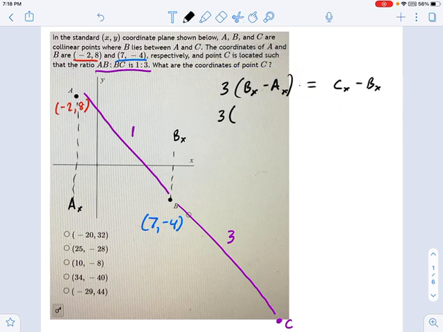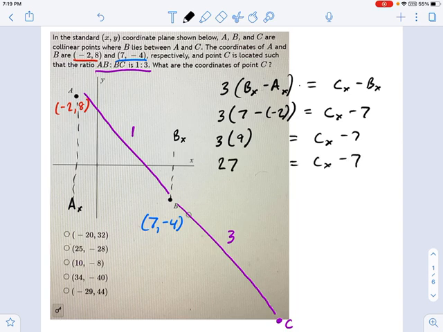So 3 times (7 minus -2) equals cx, whatever that is, minus 7. Let's simplify this some more. 7 minus -2 is 9, and that's going to be equal to cx minus 7. Now this is 27 equals cx minus 7. You can see where we're going. We need to add 7 to each side, and we get 34 equals cx. The x-coordinate of point C is at 34.